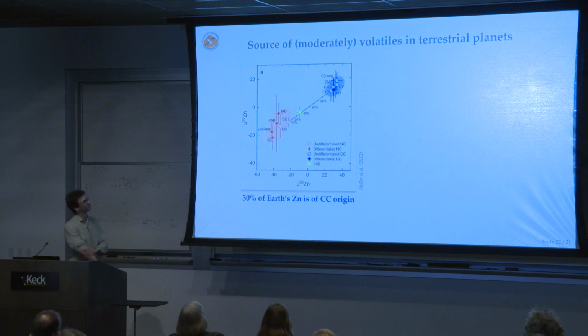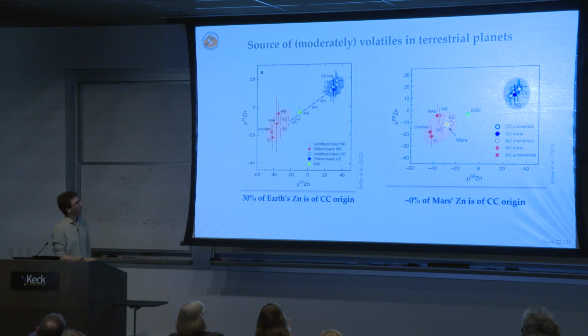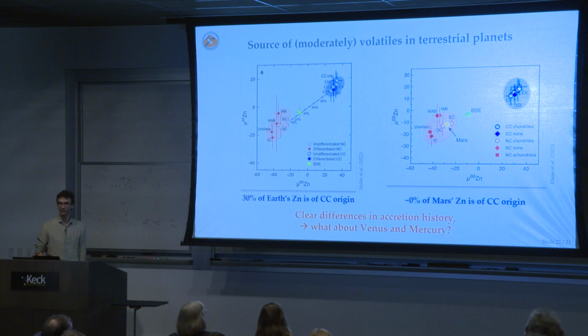I'm just going to very briefly touch on the volatiles, but I'm going to leave most of it for the next talk. Recently, people have discovered anomalies in volatile elements, or moderately volatile elements. This is zinc isotopes. Again, the non-carbonaceous material, the carbonaceous material. The Earth is the green point. And so you can see that the Earth is kind of in between. 30% of the zinc of the Earth comes from CC material, which is not that much. Mars, 0% of the zinc comes from CC material. Mars does not have a CC contribution compared to the Earth. So very clearly different accretion histories for the two bodies, and we can tell that just from these kinds of measurements.